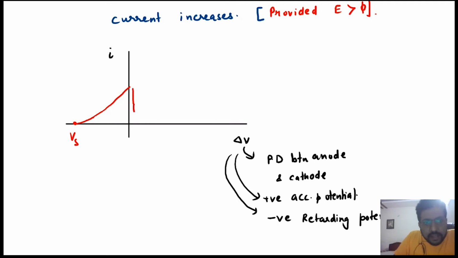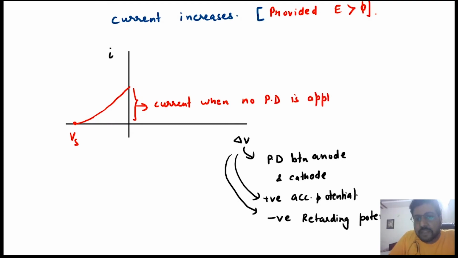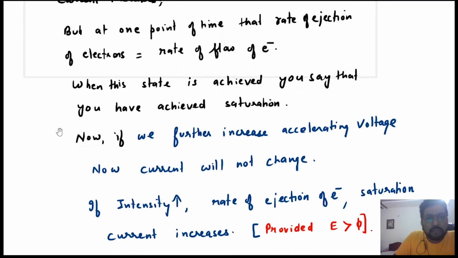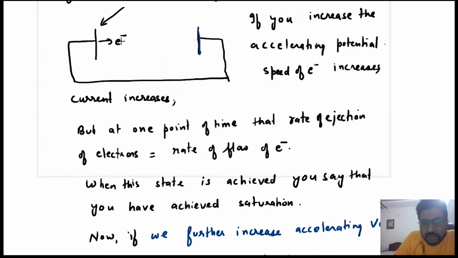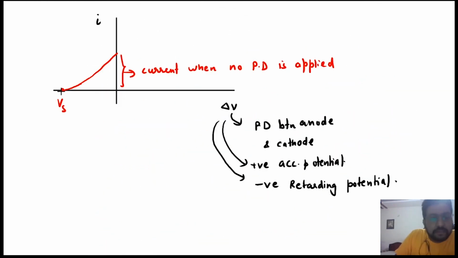This is the current when no potential difference is applied. Even if there is no potential difference applied, you know that electrons come out with some kinetic energy, so they will strike this plate, and there will be current. But if stopping potential is applied, then there will be no current. Apart from stopping potential, if any other potential is applied, there will be some current, and it will continuously increase as you decrease the retarding potential.